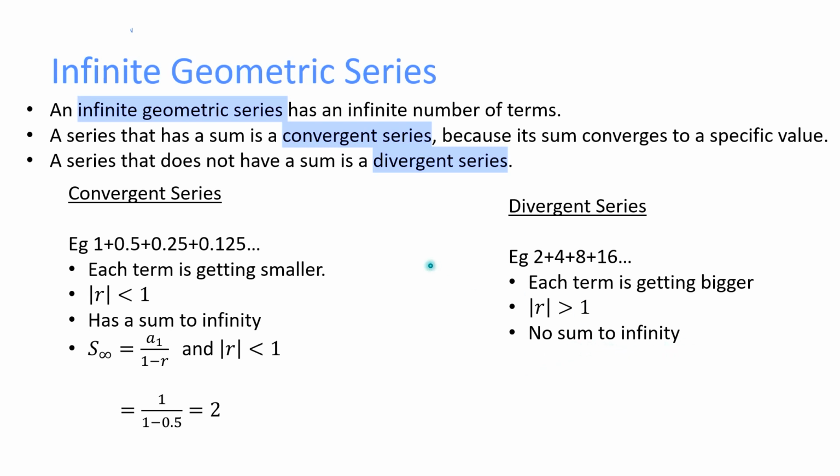So whenever we need to find the sum of an infinite geometric series, we first check whether the absolute value of r is less than 1 or bigger than 1 and decide whether it's a convergent series or divergent series, and then use the formula to find the sum in case it's a convergent series.